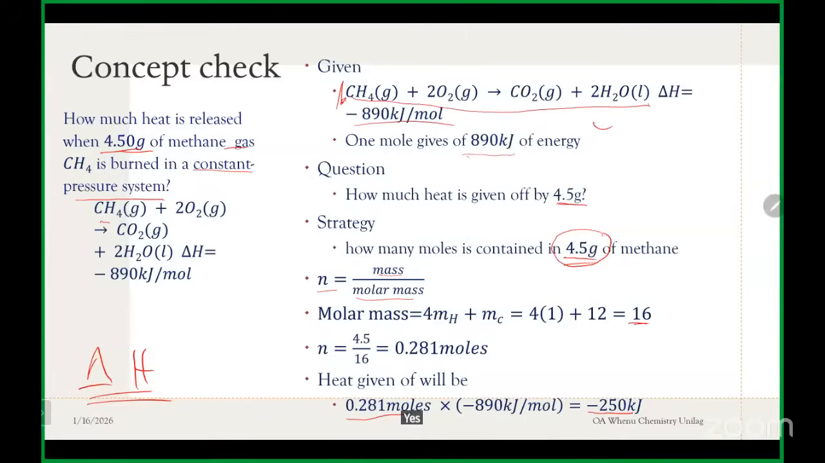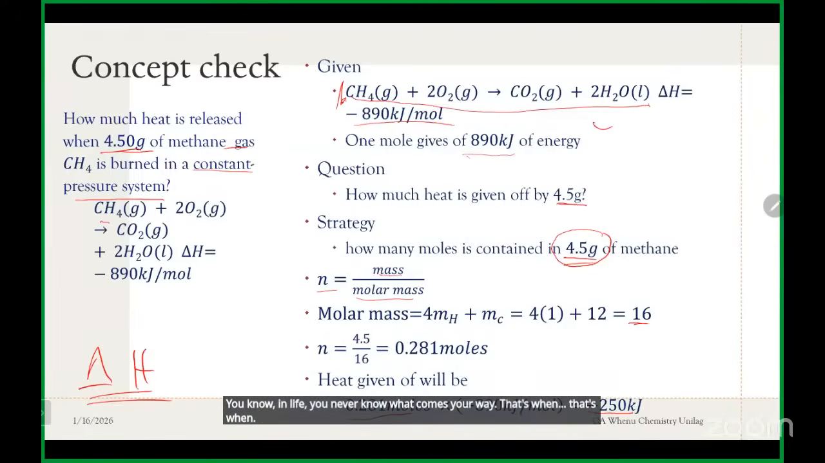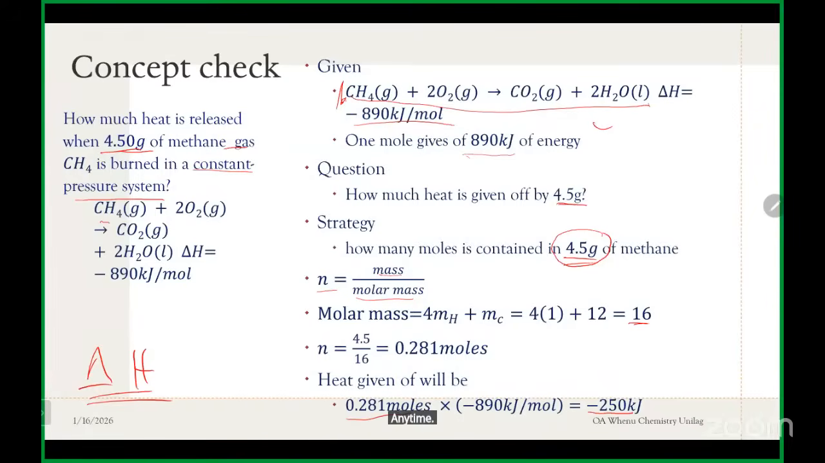Yes, of course, we're using stoichiometry. Stoichiometry is always important. You know, in life, you never know what comes your way. Anytime you are privileged to learn anything, learn it, because you never know when you will need to use that concept. So we have used the concept of stoichiometry in this case now.